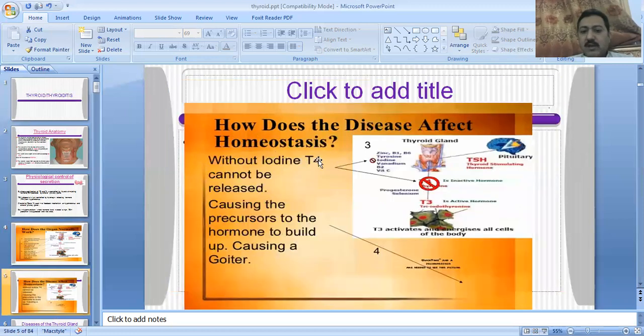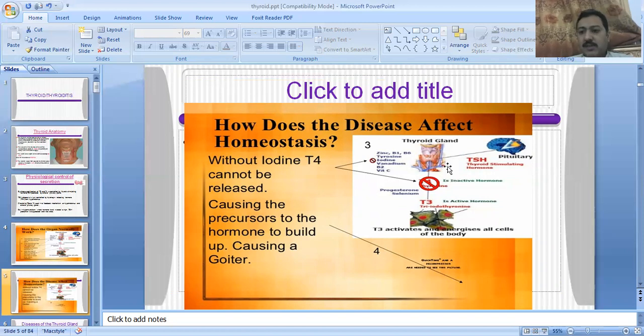This one is the homeostasis. In disease cases, when there is a deficiency of iodine, the T4 will not be produced. The TSH will act on the thyroid follicular cells in the thyroid, but due to the absence of iodine, it will not release T4 from the thyroid gland.